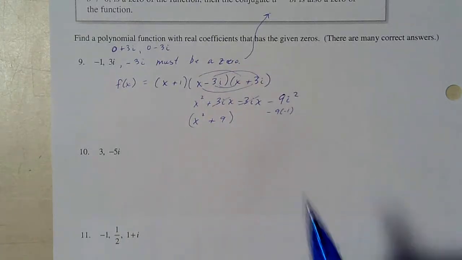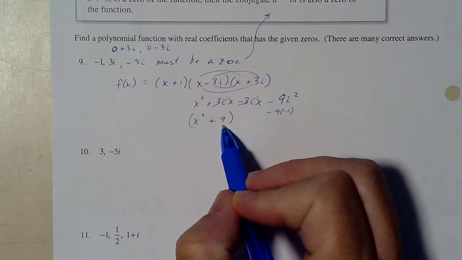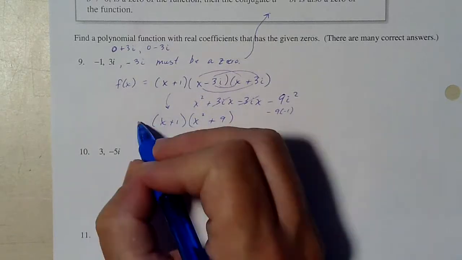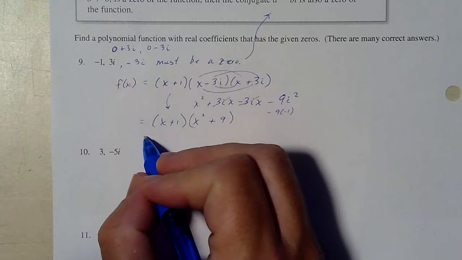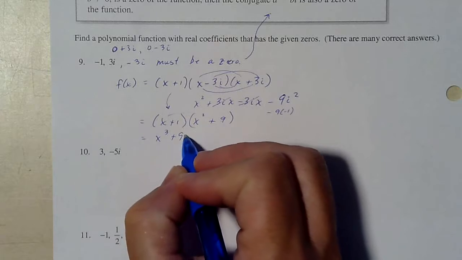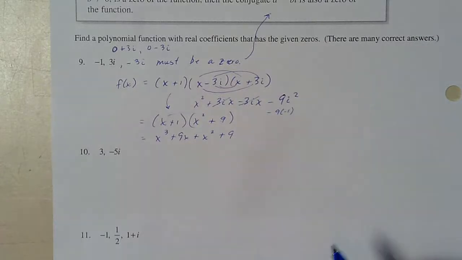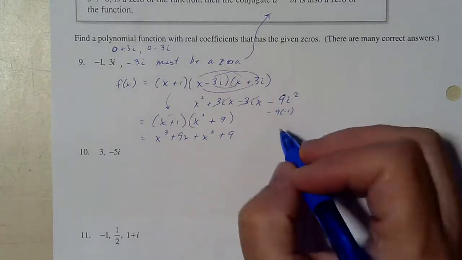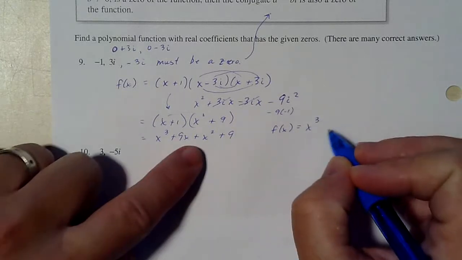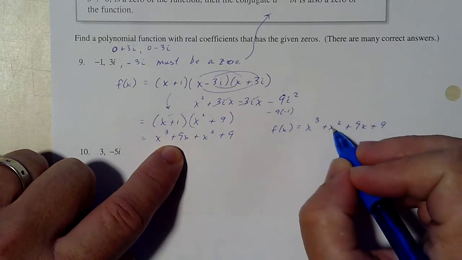Okay, so as you can see now, if we multiply those two together, usually the i's will disappear or simplify out. All right, so now I need to bring the x plus 1 back into play and multiply these two. Okay, so I get x cubed, 9x, 1x squared, and positive 9. Okay, and then just kind of rearrange it and put it in standard form. So we have x cubed plus x squared plus 9x plus 9.